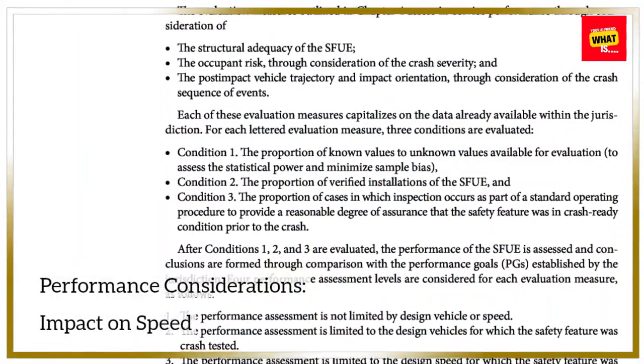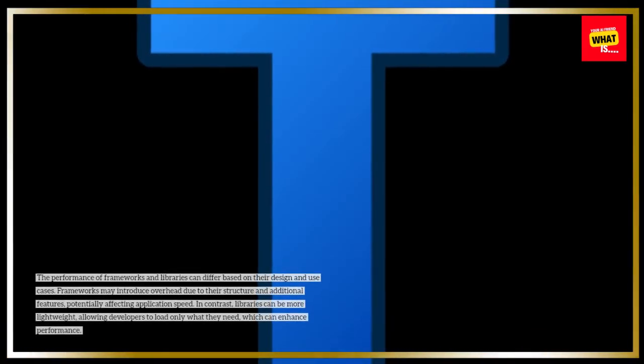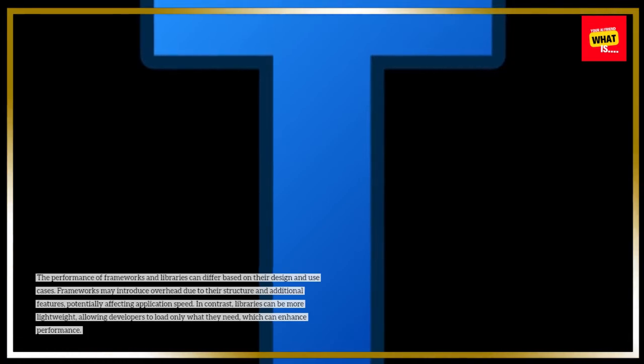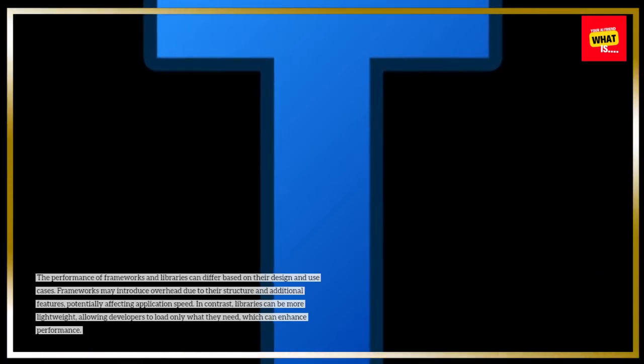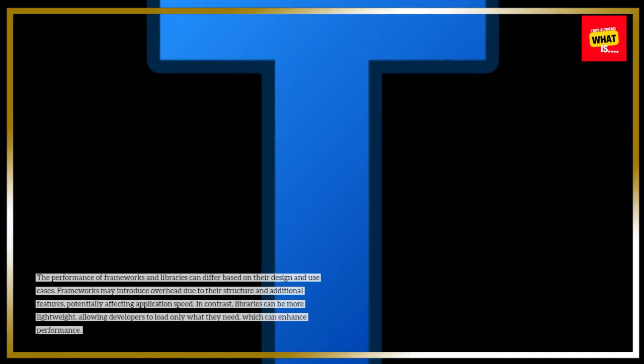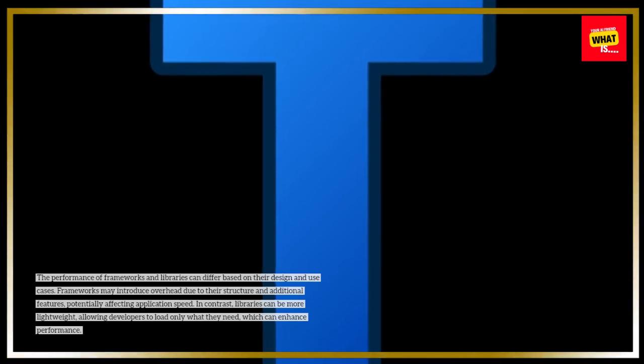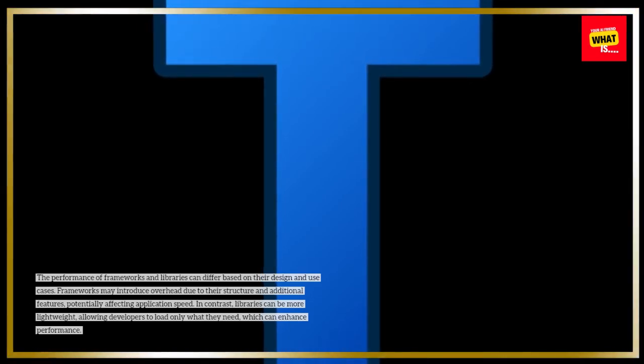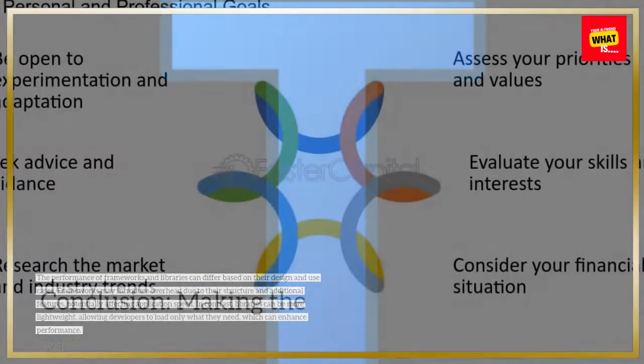Performance considerations: impact on speed. The performance of frameworks and libraries can differ based on their design and use cases. Frameworks may introduce overhead due to their structure and additional features, potentially affecting application speed. In contrast, libraries can be more lightweight, allowing developers to load only what they need, which can enhance performance.